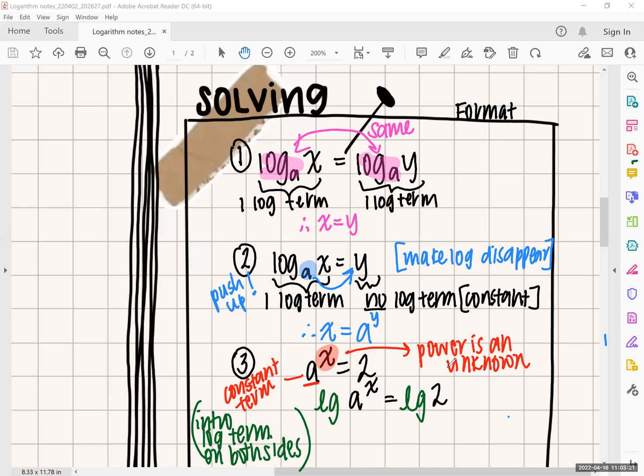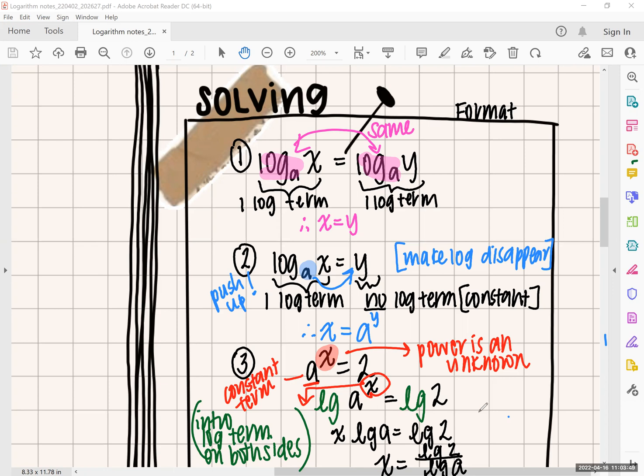So now, can you look at the left-hand side? Do you remember we did a technique called power bring down? Because right now, can you see that I have a power here? So I do the power bring down method. So what do I have now? I have x log A is equal to log 2. And can I find x? Yes, I can. x is equal to log 2 over log A.